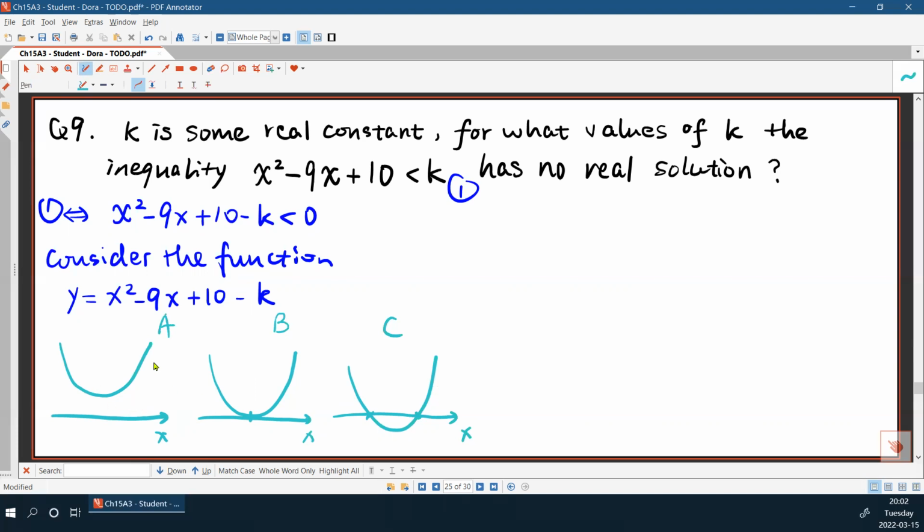No x can make this function less than 0. That means all x can make this function greater than or equal to 0, but not less than 0, right? Which is a correct case?